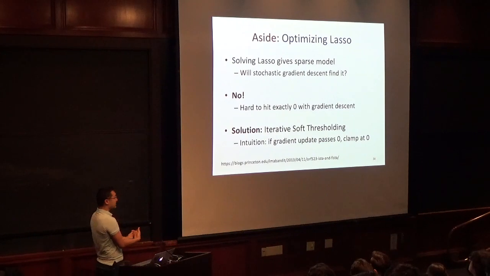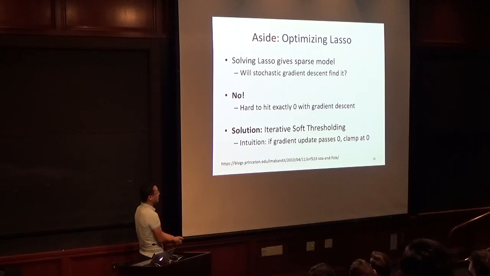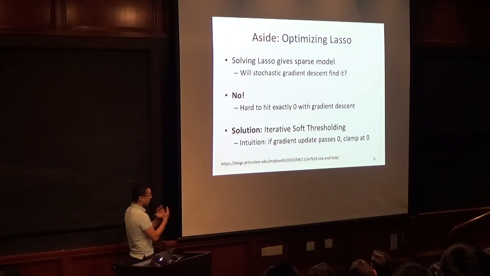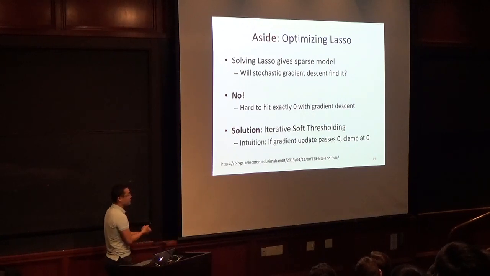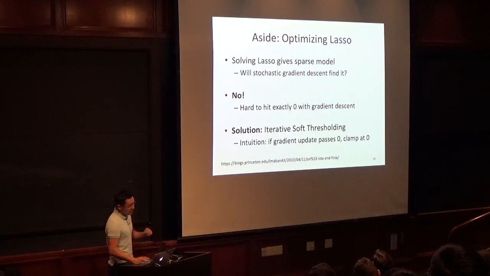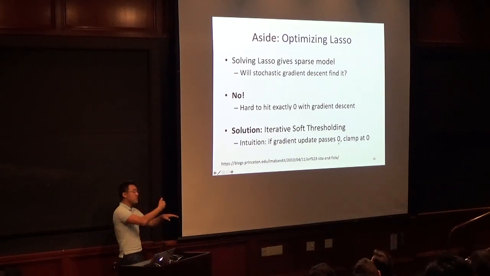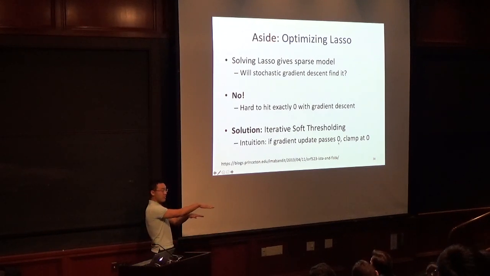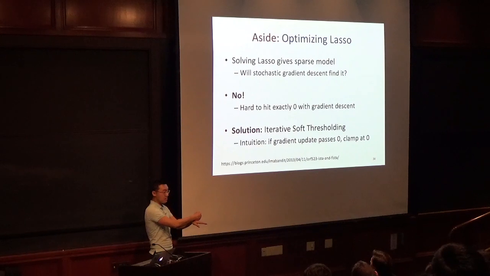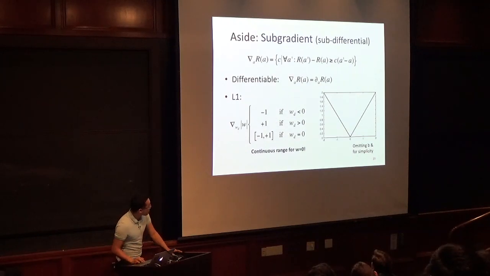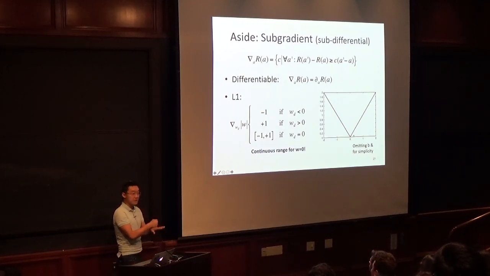And so there's an extension to gradient descent called iterative soft-thresholding. The intuition, although again, if you're really interested, you should read a formal description of ISTA, is that if the gradient causes that dimension of W to pass 0, then we're going to clamp it at 0. So what that means is, if we're right here, and the gradient causes us to pass 0, we're going to clamp it at 0.